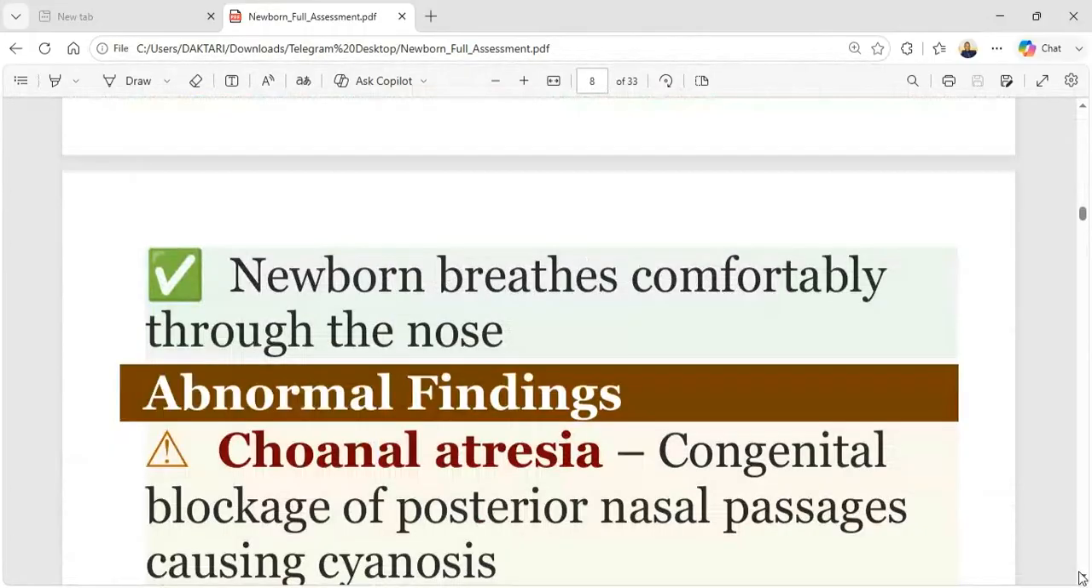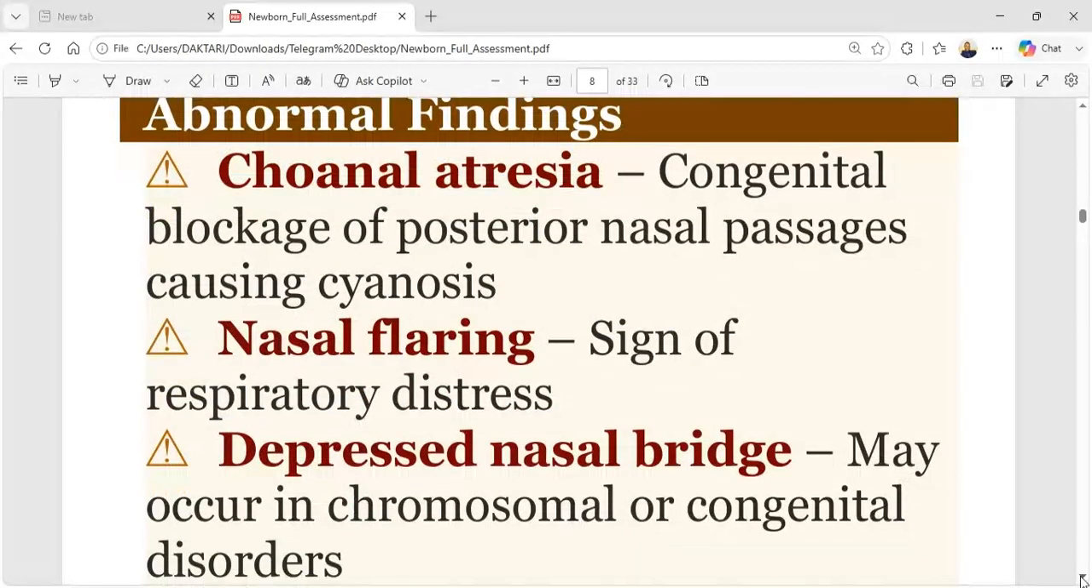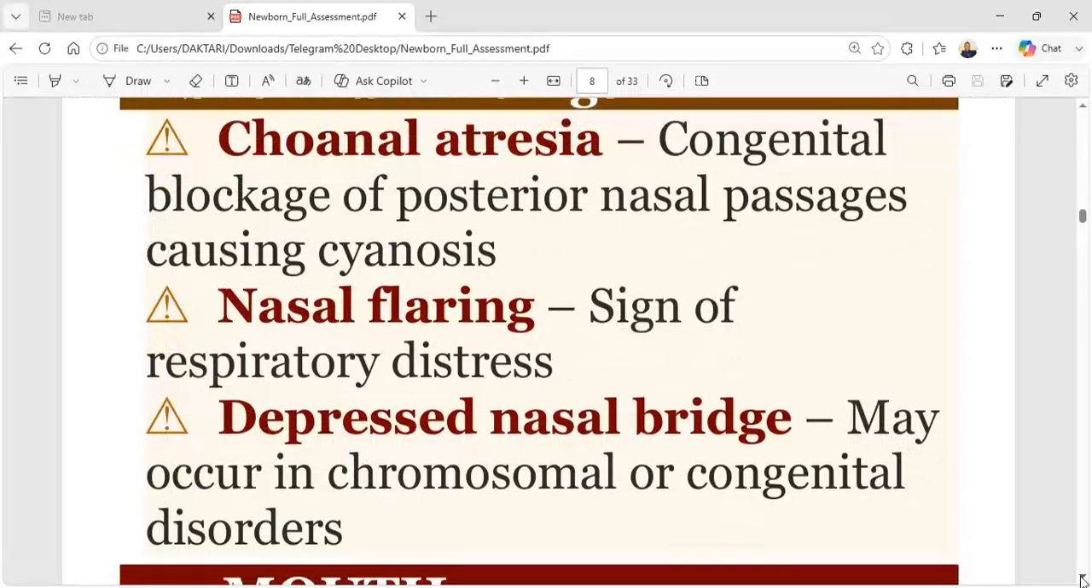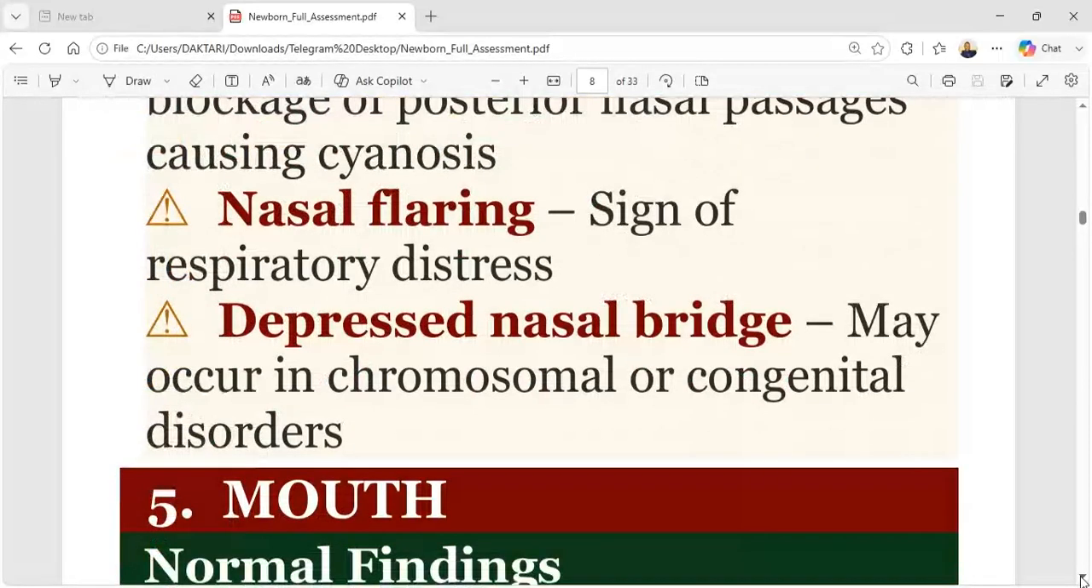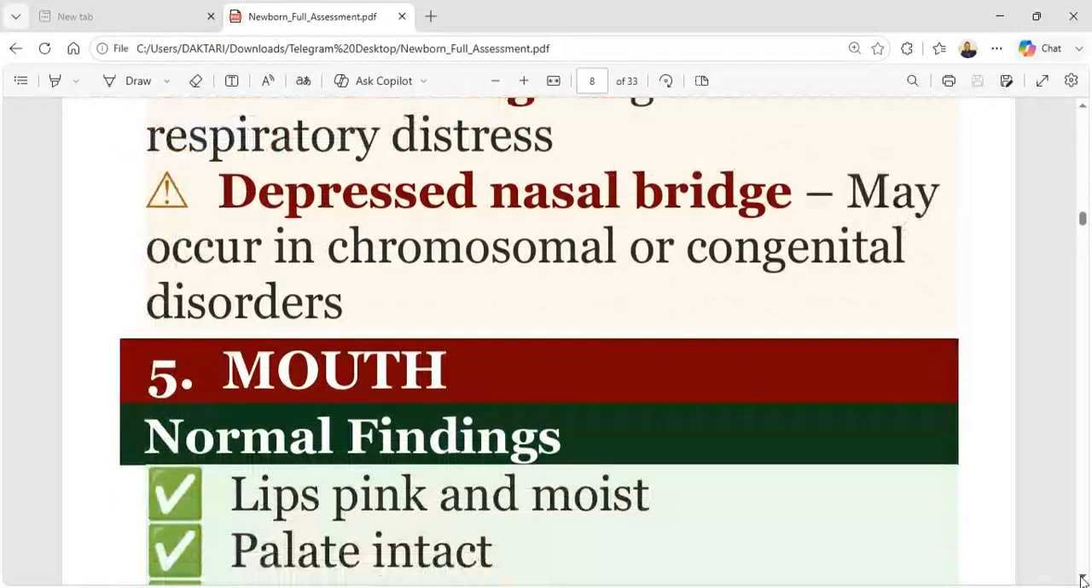But if you check and what you have is choanal atresia, a congenital blockage of the posterior nasal passage causing cyanosis, okay? Because there's no breathing. So that's called choanal atresia. Nasal flaring, signs of respiratory distress, maybe a depressed nasal bridge, which may also be like Down syndrome as well. Okay. Check on the mouth.